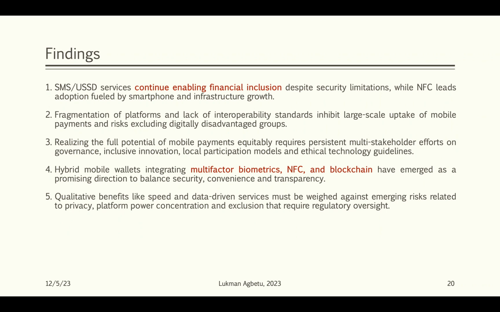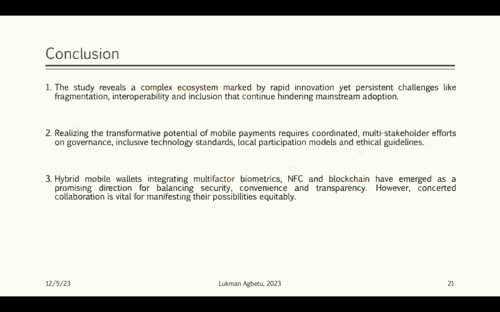So these are the five findings in the paper. Lastly is the conclusion, which is similar to the findings. We talk about the fragmentation, we talk about the inclusive. What this simply means, like I explained earlier, is that the government was involved, a regulatory body was involved, to be able to regulate whatever mobile solution is being developed, and inclusive technology standards.